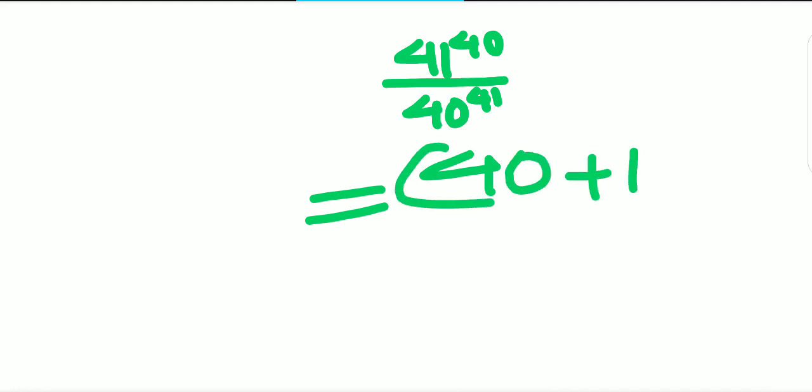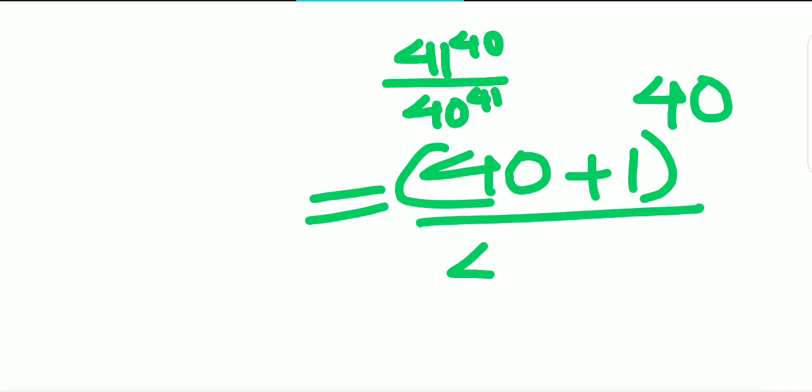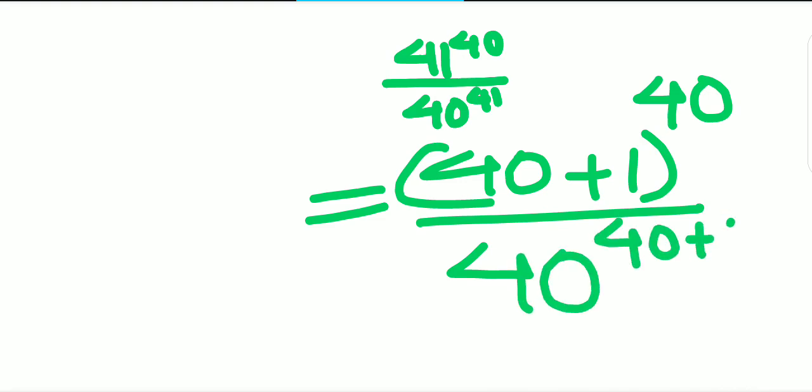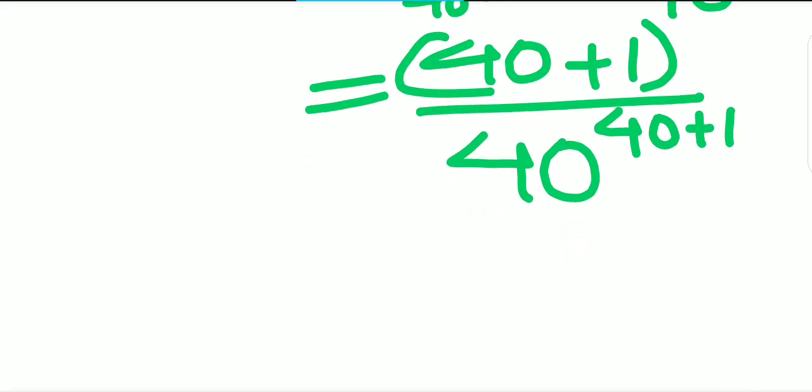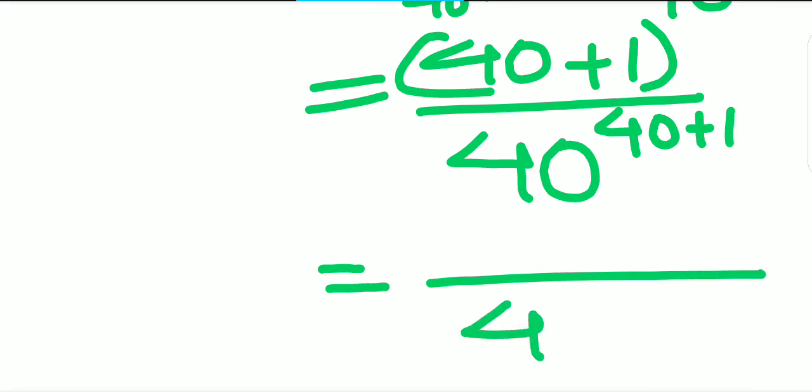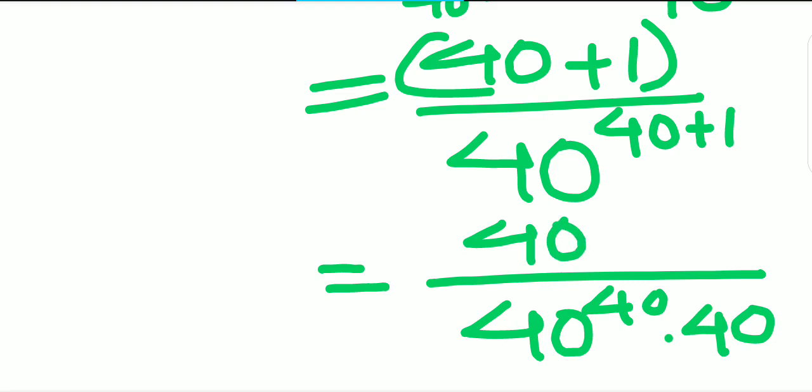But see, I can write 41 as 40 plus 1. That will make our work a bit easier, because we will be left with just 40 only, no 41 now. So 40 plus 1. Now we know that by the law of indices, the denominator can be written as 40 to the power 40 into 40 only, whereas the numerator we write as it is, 40 plus 1 to the power 40.